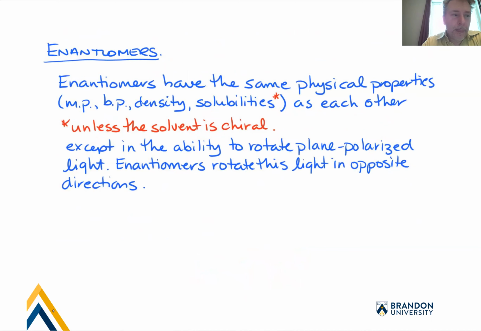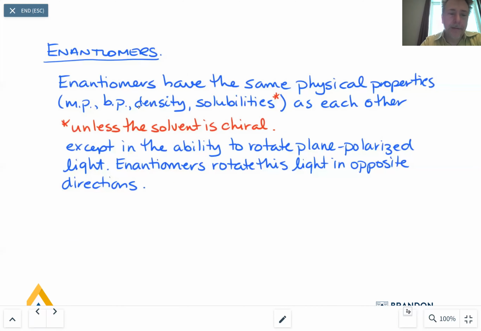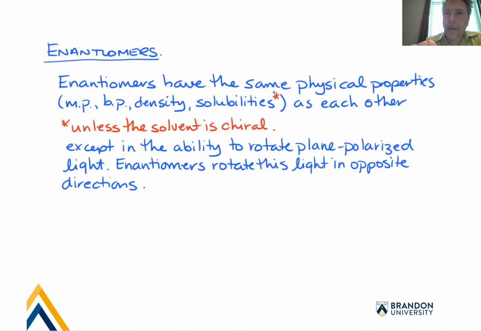Okay, so now let's talk about the enantiomers. So you're always going to have a pair. There's going to be the left hand and the right hand. They've got basically the same physical properties. So enantiomers will have the same melting point. They'll have the same boiling point. They'll have the same density. They will have the same solubilities in achiral solvents. They'll have different solubilities, of course, in molecules that happen to be chiral.